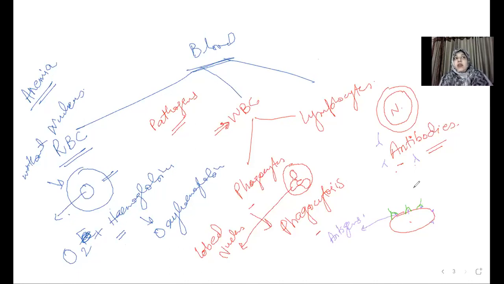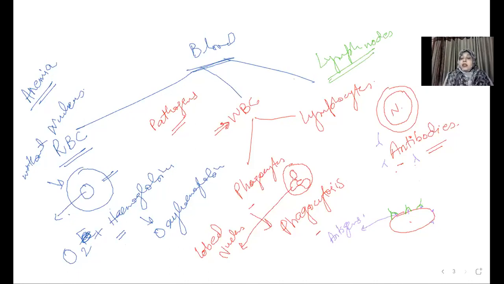Okay, we have lymph nodes. Lymph nodes are present all over the body, from the brain till the legs, and in the foot also we have nodes. Basically, lymphocytes are stored in the lymph nodes.